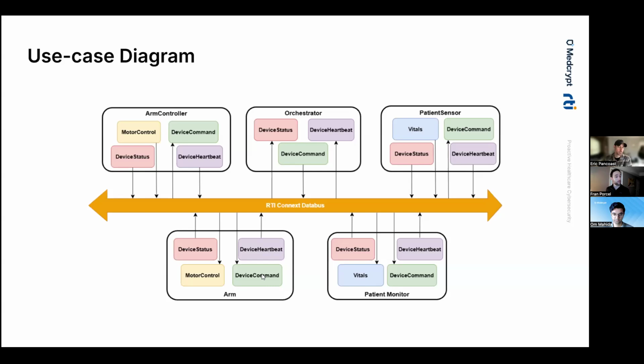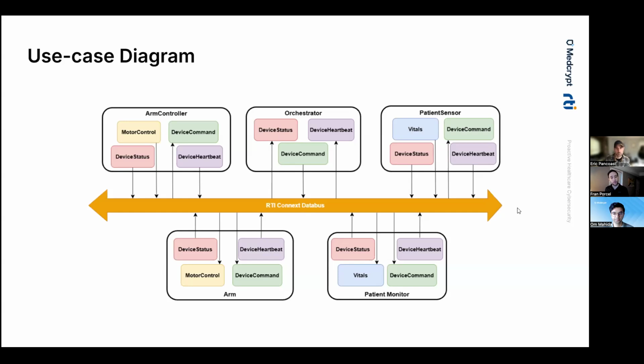You can see that some of these are publishers if the arrow is pointing towards the Connext data bus, or they can also be subscribers if the arrow is pointing away from the data bus. They're subscribing to that data. So we're going to show, as part of the demo, these applications and some of the data flows.